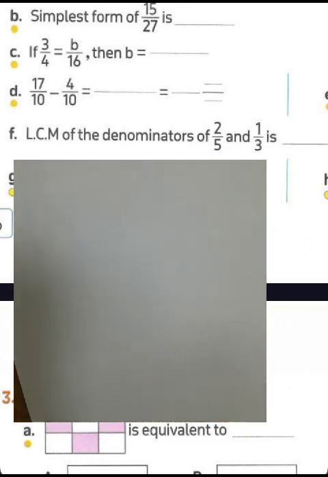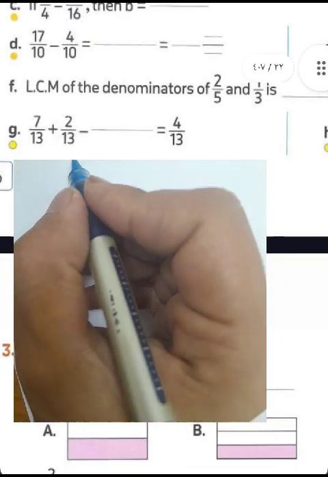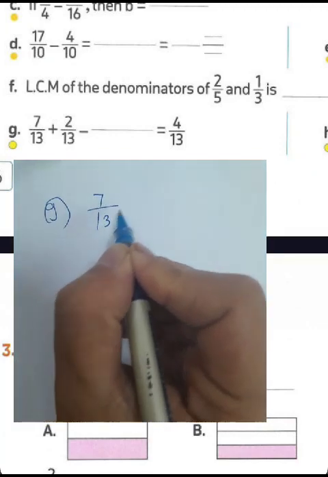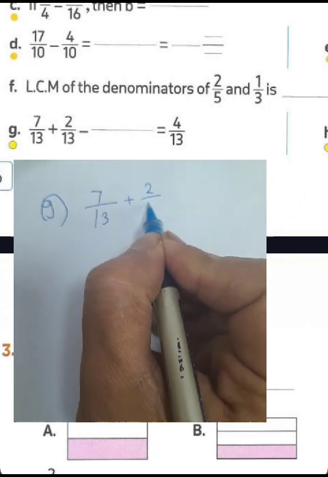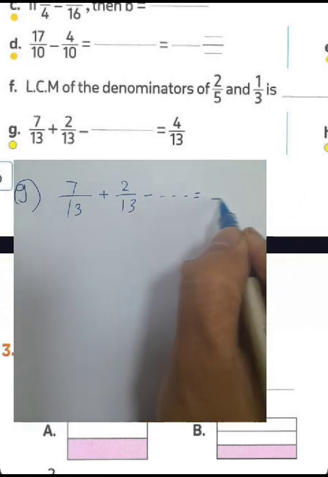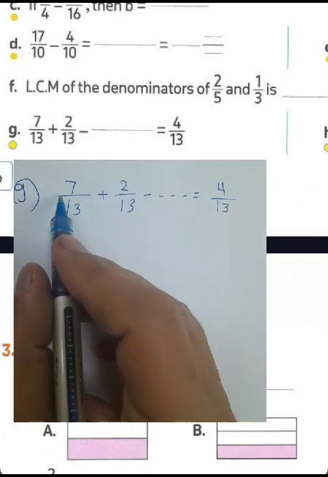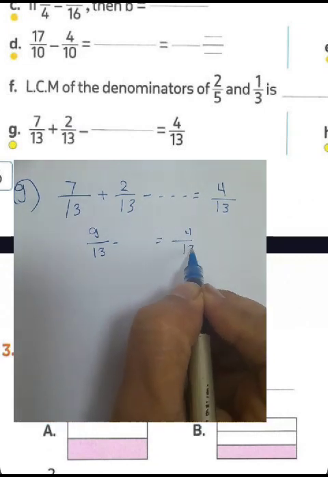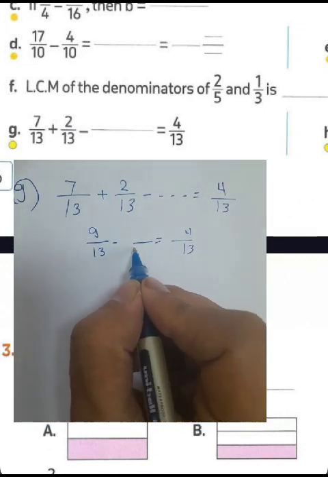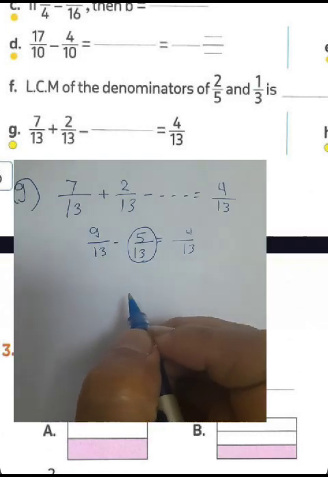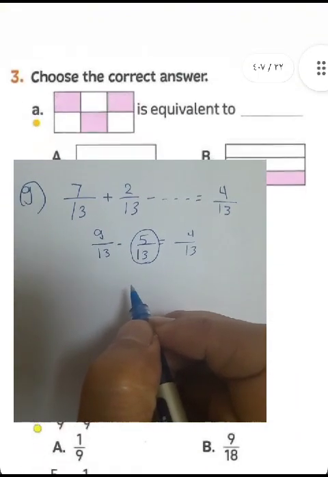Next example, question letter G. 7 over 13 plus 2 over 13 minus a missing number equals 4 over 13. 7 plus 2 will be 9. 9 over 13 minus the missing number equals 4 over 13. We can write 13 in the denominator. 9 minus 4 will be 5. Then the result is 5 over 13.